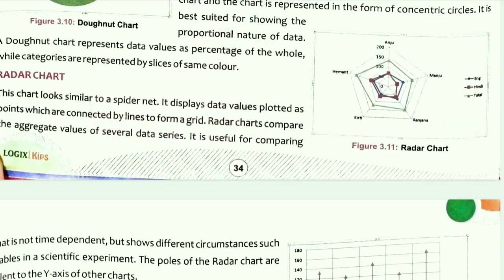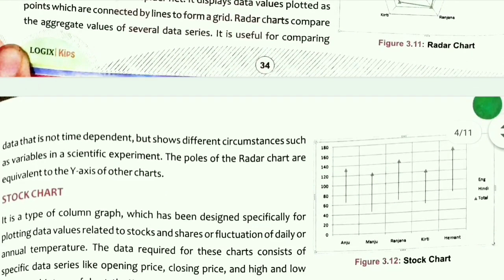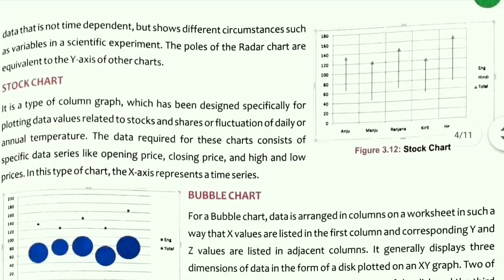Next one is radar chart. This chart looks similar to a spider net. It displays data values plotted as points which are connected by lines to form a grid. Radar chart compares the aggregate values of several data series. It is useful for comparing data that is not time dependent but shows different circumstances such as variables in a scientific experiment. The poles of the radar chart are equivalent to the y-axis of another chart.